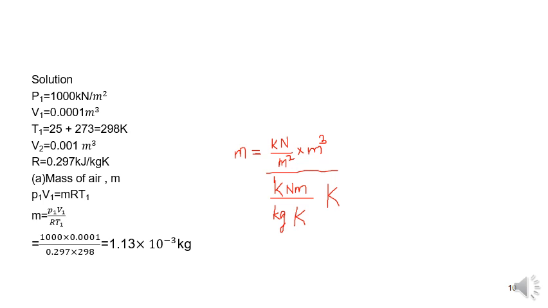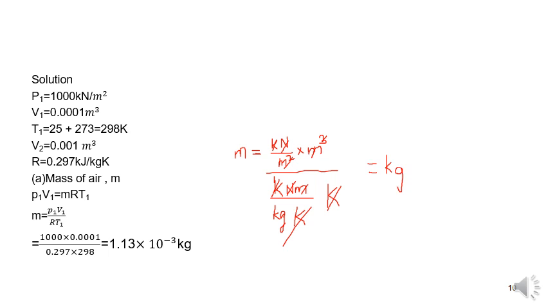So here I am cancelling the first one. Kilo, kilo. Next, Newton, Newton. Here it is a meter square, here it is a meter cube. I am cancelling 1 meter square and the remaining is meter. And here 1 meter is there. Meter gets cancelled. Kelvin, Kelvin get cancelled. So remaining is kg. Where the kg is in denominator, we will bring it upside. It comes to the numerator. So mass unit is kg.